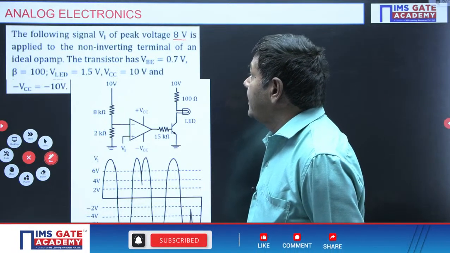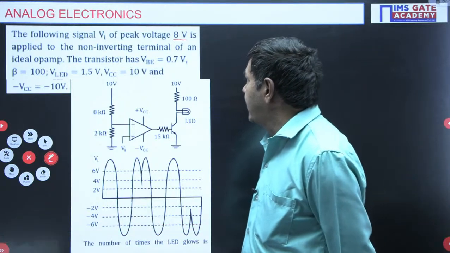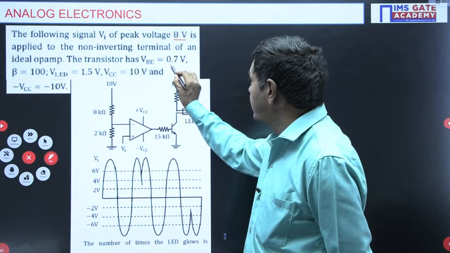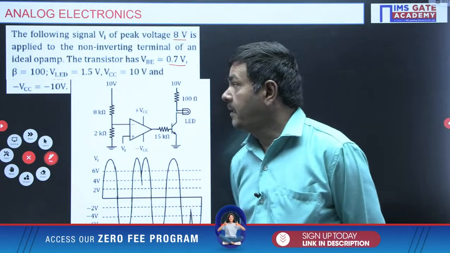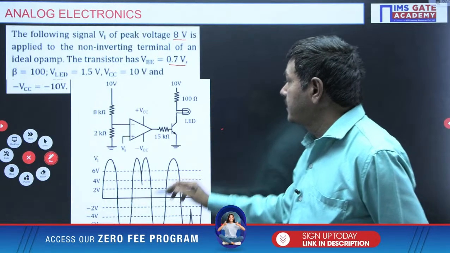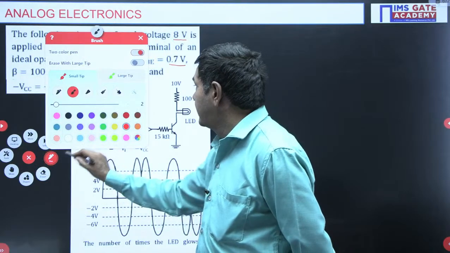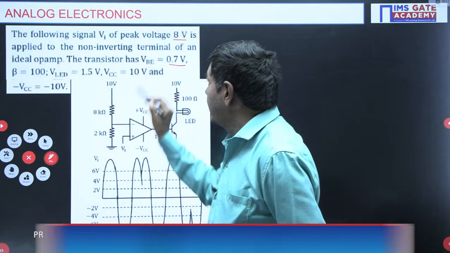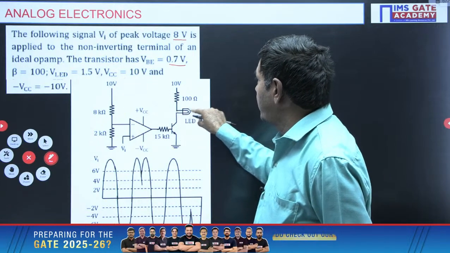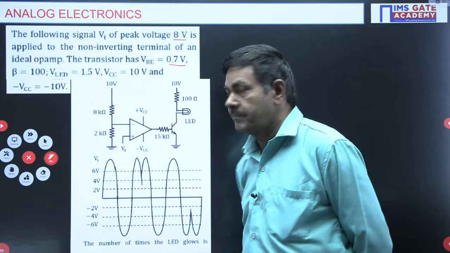The non-inverting terminal of an ideal op-amp is clearly given here. The op-amp is ideal. The transistor has VBE equal to 0.7 V, that is, the base to emitter voltage of this transistor is 0.7 V. Beta is given as 100. A light emitting diode is connected here, and the LED voltage is 1.5 V. VCC is 10 V, and minus VCC is minus 10 V.